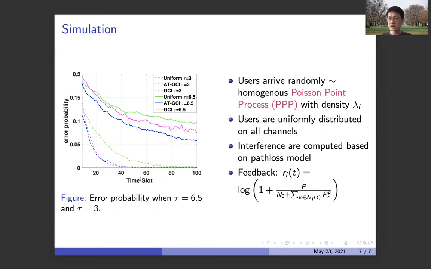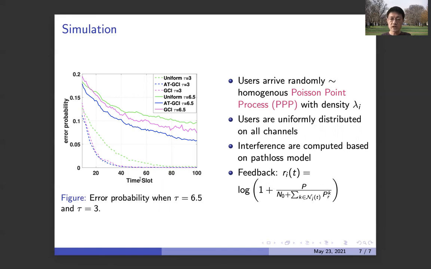You just sense the channel sequentially. And the pink one is this GCI algorithm that was shown in the previous slide, and the blue line is the so-called AT. AT stands for anytime. So this is a variation of the GCI algorithm where we do not have a given time horizon capital T. Nevertheless, as you can see, both algorithms are better than the uniform strategy, and the anytime algorithm is also better than the fixed T.